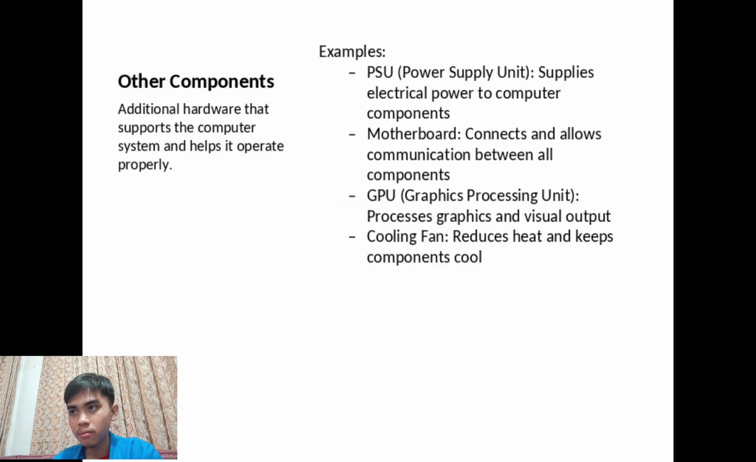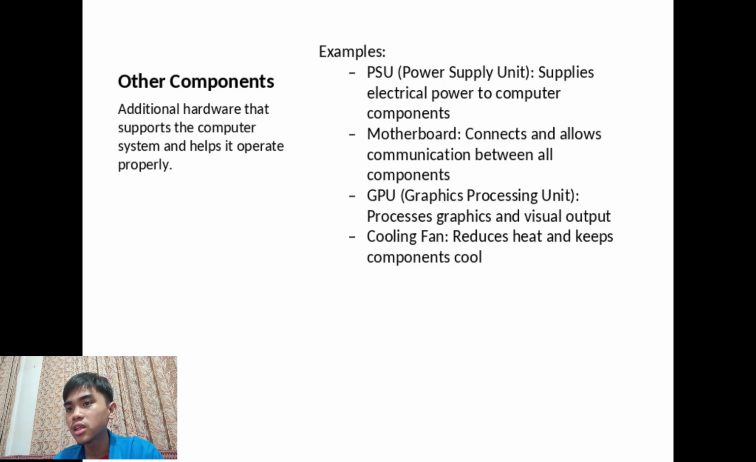Last is other components. Other components are additional hardware that supports the computer system and helps it operate properly. Examples: power supply unit, also called PSU. The PSU supplies electrical power to the computer components. Next is the motherboard. The motherboard connects and allows communication between all components. Third is the GPU, or graphics processing unit. The GPU is used to process graphics and visual output.